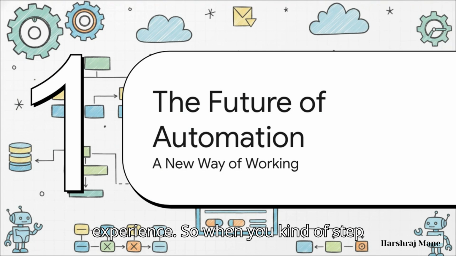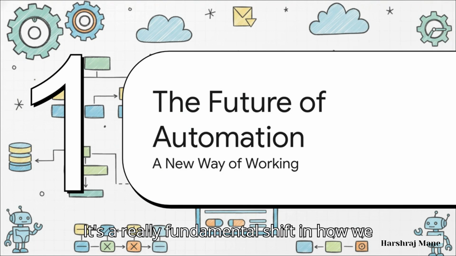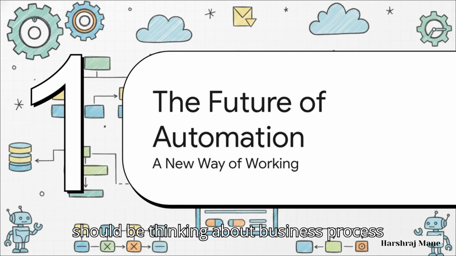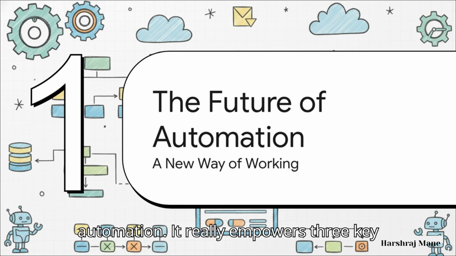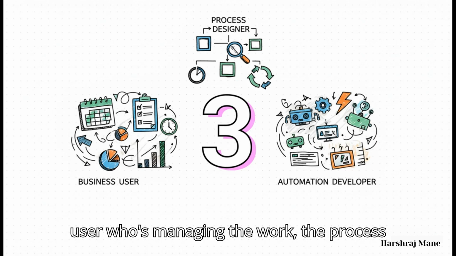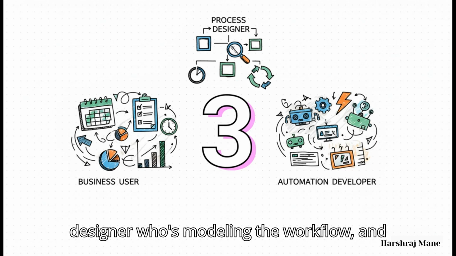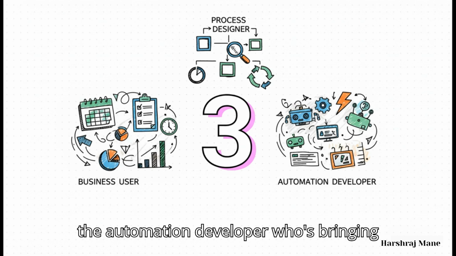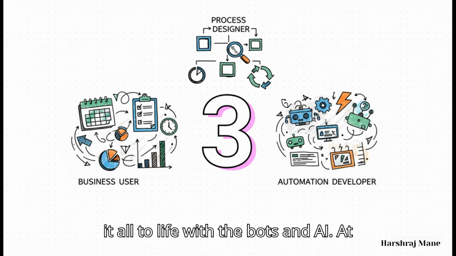So when you step back and look at the whole picture, you realize this isn't just another feature. It's a really fundamental shift in how we should be thinking about business process automation. It really empowers three key groups of people. You've got the business user who's managing the work, the process designer who's modeling the workflow, and the automation developer who's bringing it all to life with the bots and AI.